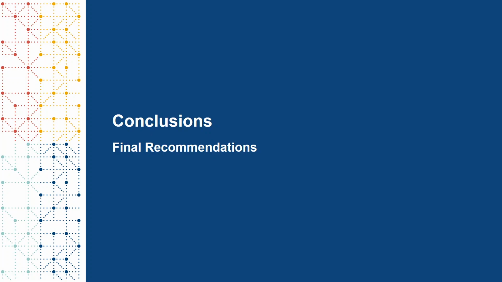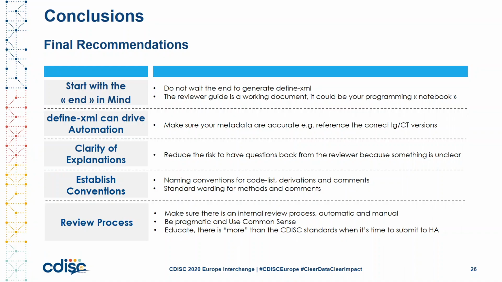Reaching the conclusion now, I want to come back to the initial discussion on quality by making a last final recommendation. So in order to guarantee a good quality in the define XML and reviewer guide, you should not consider them as an output, and as such, do not wait for the end of your trial or analysis before creating them. The reviewer guide can be used as a programming notebook, where you document things as soon as they happen, while the define XML can also be used to automate part of your deliverables.